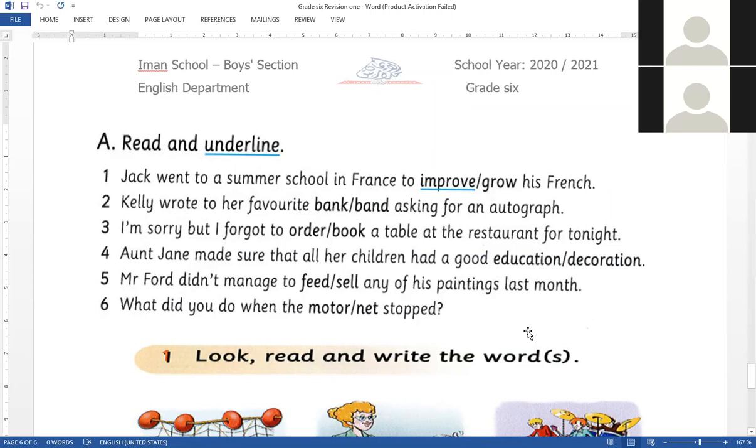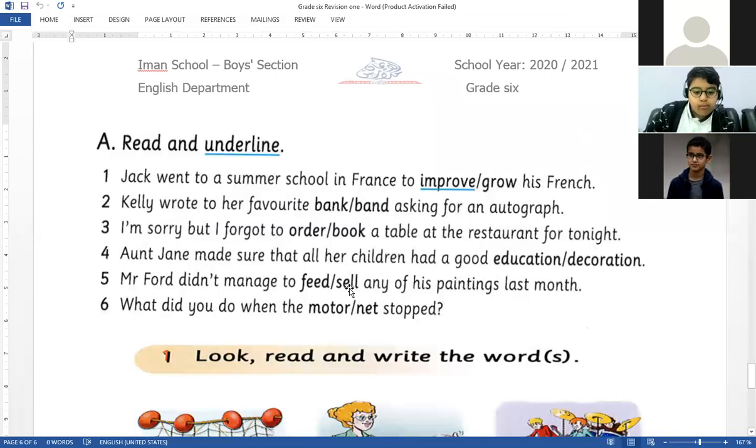Number five. Mr. Ford didn't manage to... Feed, it means to give food, or to sell. Sell. So the opposite of sell is? Buy. Buy, excellent. The opposite of sell is buy.